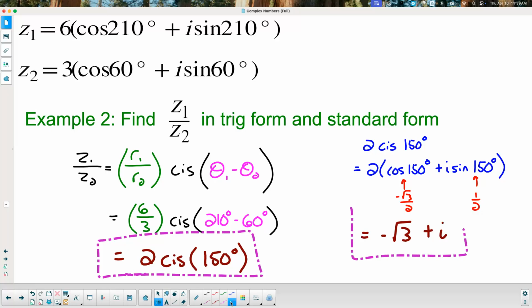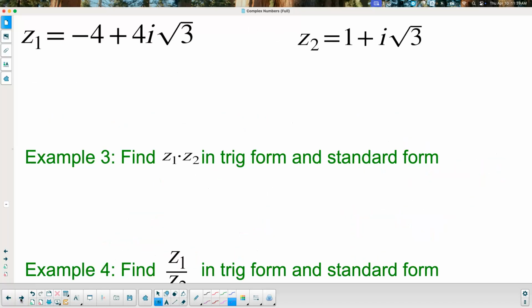Questions, comments, concerns, clarifications? I'd even come up with a haiku for you. Good? Alrighty. I want you, given those two, to find me the product in trig and standard form and the quotient in trig and standard form. Go for it.